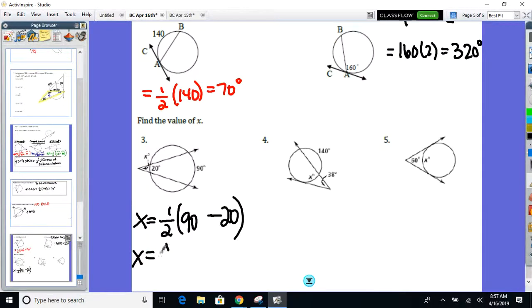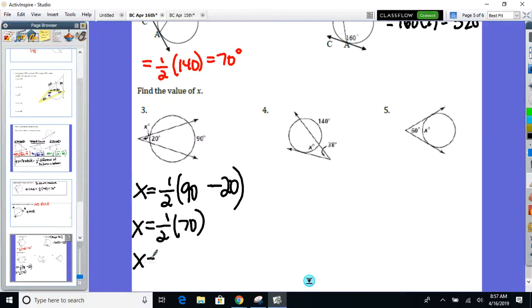So we're looking at 1/2 of 70, also known as 35 degrees. Boom. Oh, now we get nuts here. That was a nice basic one, and then I just said, all right, enough's enough. Let's get crazy.